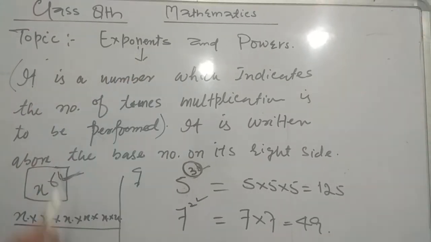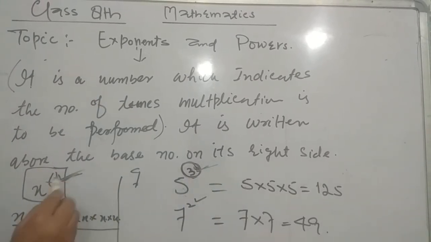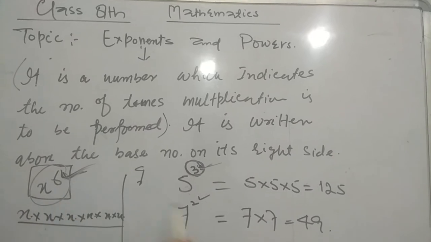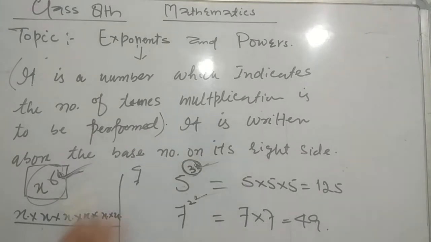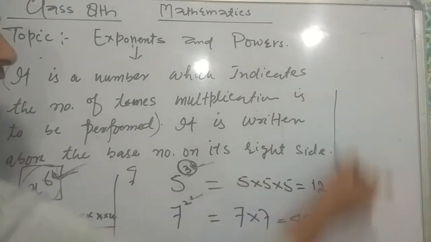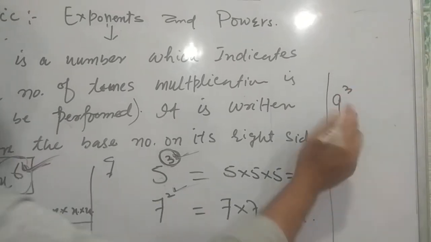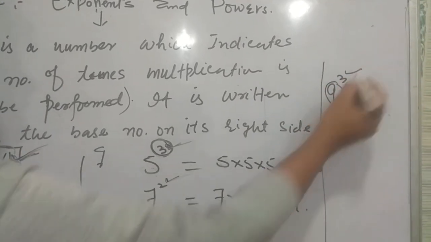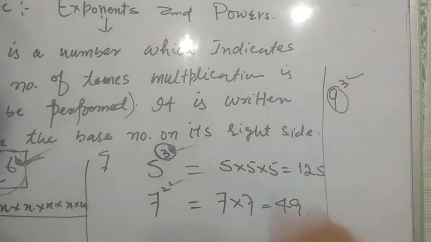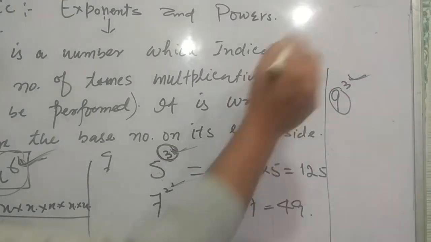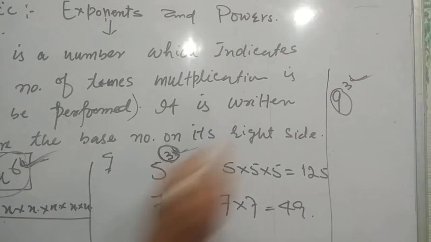Therefore exponent means it is a number. Here it is a 3. यहाँ इस example में the number was 6. यहाँ तो 2 था. It is a number which indicates the number of times the multiplication is to be performed. For example, अगर हमारे पास 9 raised to power 3 होगा, 9 is called the base and this 3 is called the power or exponent, which indicates that 9 is multiplied 3 times. It is called the exponent. Therefore, the power indicates the number of times multiplication is to be performed.